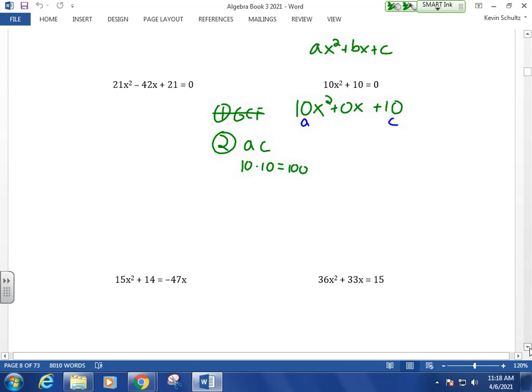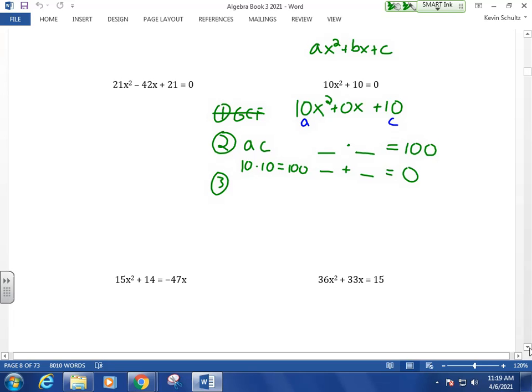So step 3 now is where we're looking for two numbers that multiply to make 100. That's why we have step 2, because we want to know what these numbers need to multiply to be. And the reason why we put that 0x there is because that is what these same two numbers have to add or subtract to. Equals 0. Okay? So we look for the factors of 100 that add or subtract to be 0.